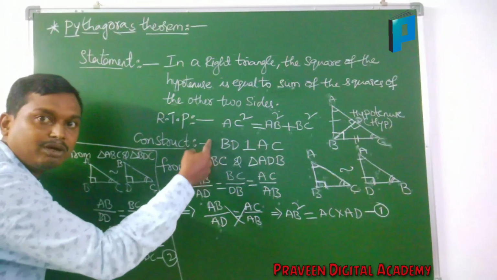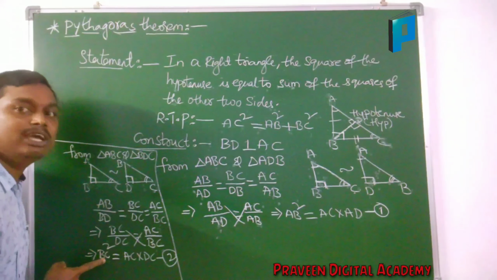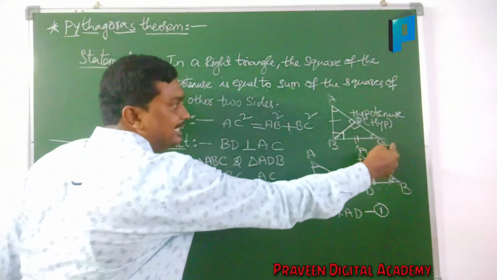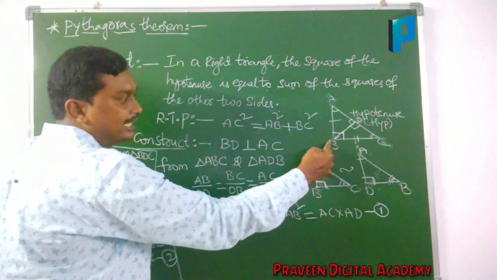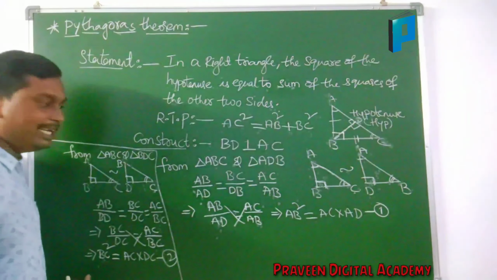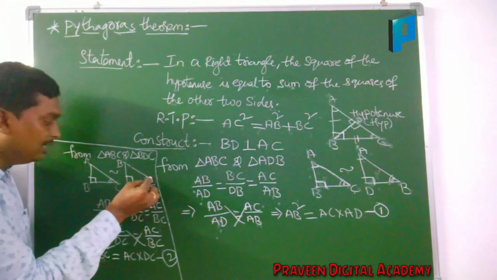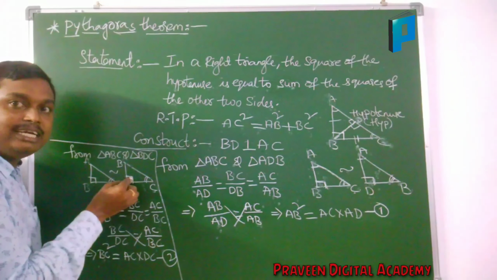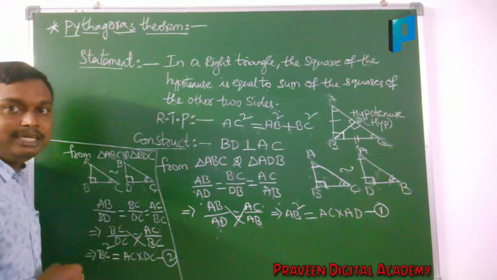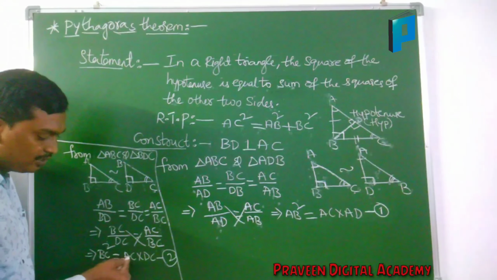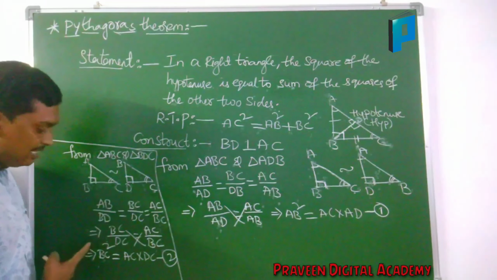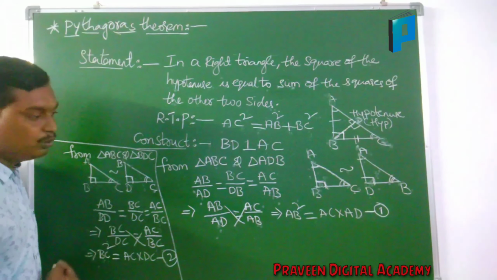The same thing whatever we performed here, the same thing we are performing here, but the triangles are different: there we took ABC and the top one ADB, but here we are taking ABC and BDC. Here C is common and B and D both are equal to 90 degrees. Obviously A is equal to angle B. So we got here BC square is equal to AC into DC. Now we are having equation 1 there, and here we got equation 2.